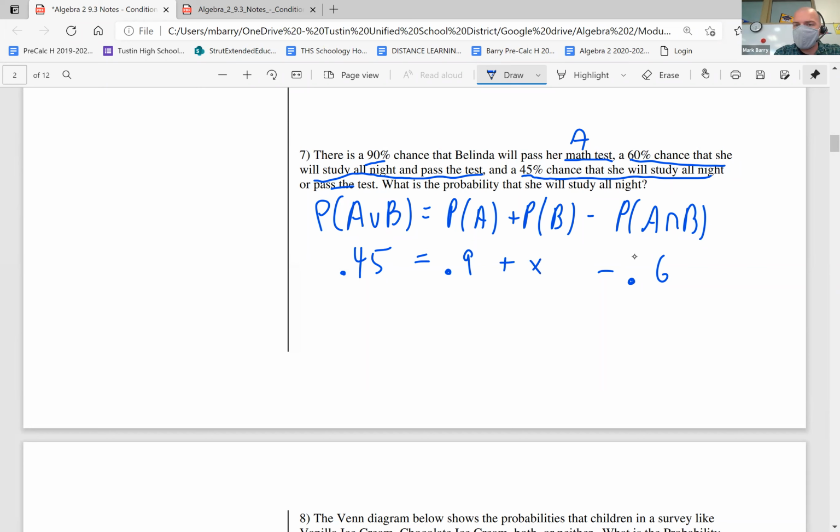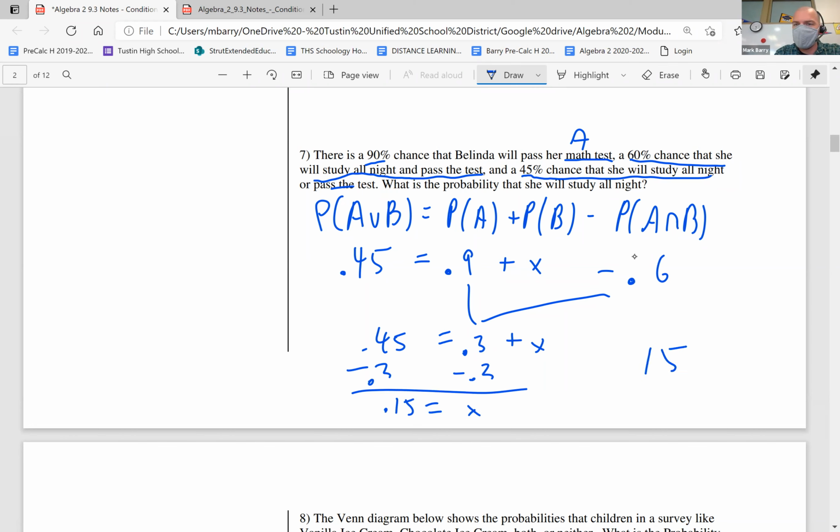We'll label this as a variable. Then I would just combine like terms. So we have these two that equals 0.3 plus x equals 0.45, and we'll subtract the 0.3 over. So 0.15 equals x, and that would be a 15% chance that she studies all night.